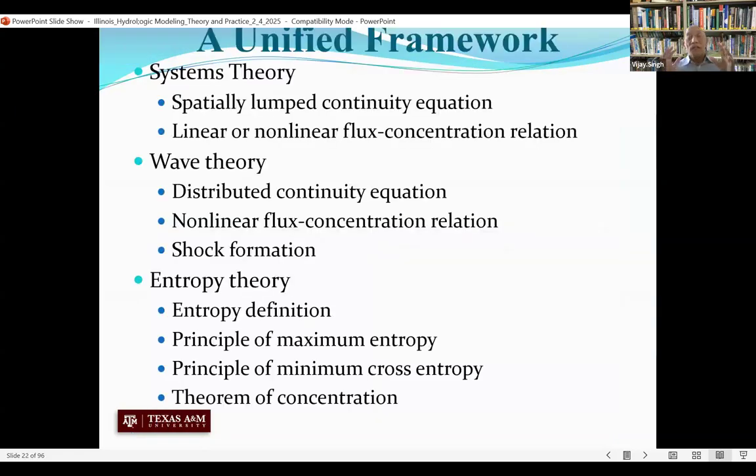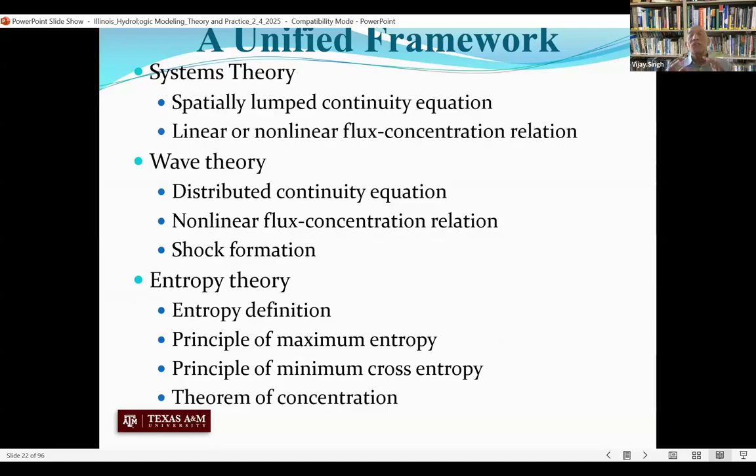So, having said this, now I will show you that essentially there are three principal theories which I believe we use in hydrology. And using these basic three theories, a lot of these models that I've just briefly touched upon can be brought together under one umbrella. So there are three basic theories: either system theory, wave theory, or entropy theory.